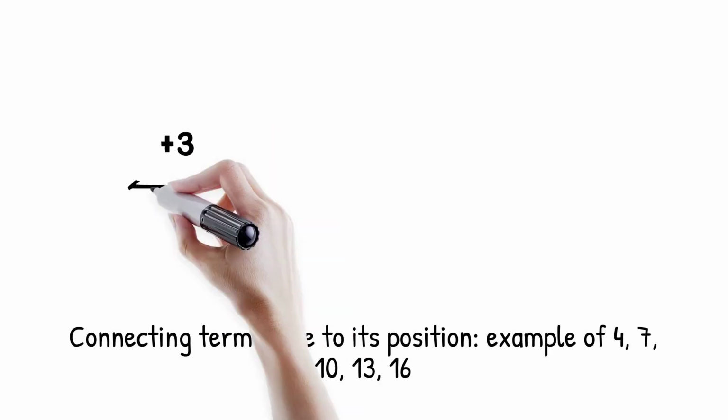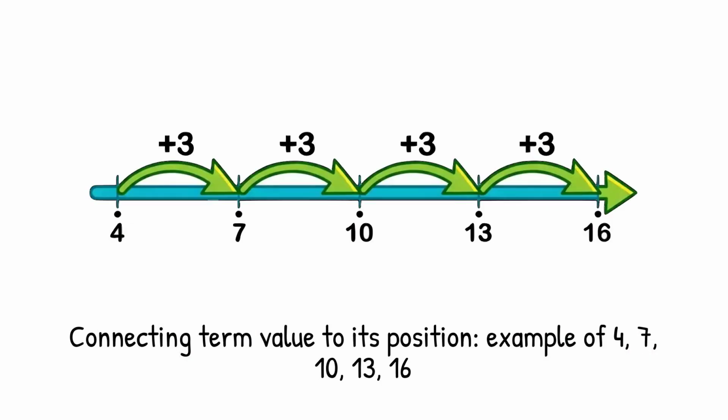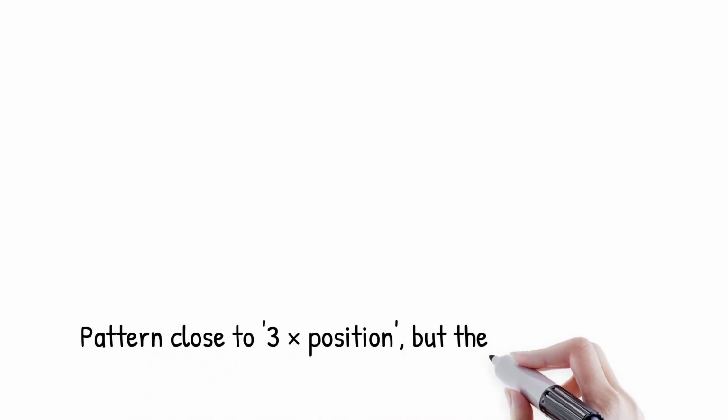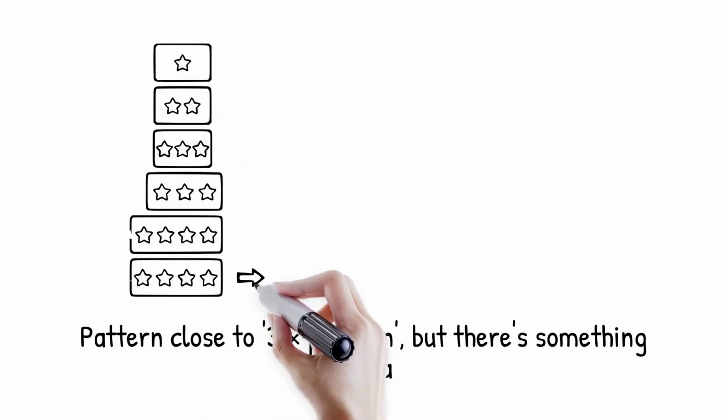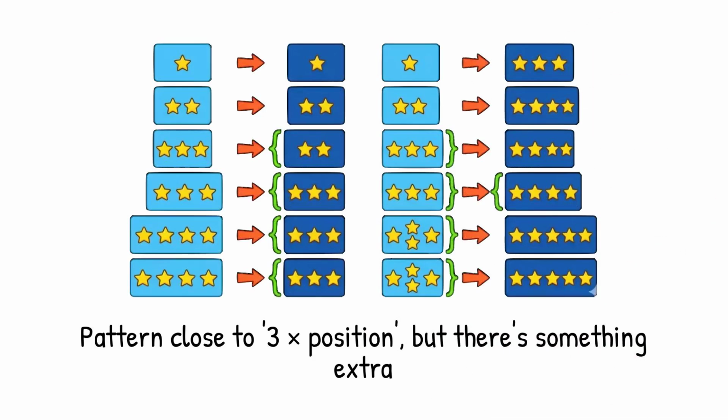Now look at the sequence. 4, 7, 10, 13, 16. A simple rule is start at 4 and add 3 each time. But if we think in terms of position, we begin to notice something else. The pattern is close to 3 times the position, but not exactly. There is something extra happening. That something extra will become very important in the next lesson when we turn rules into algebraic expressions.